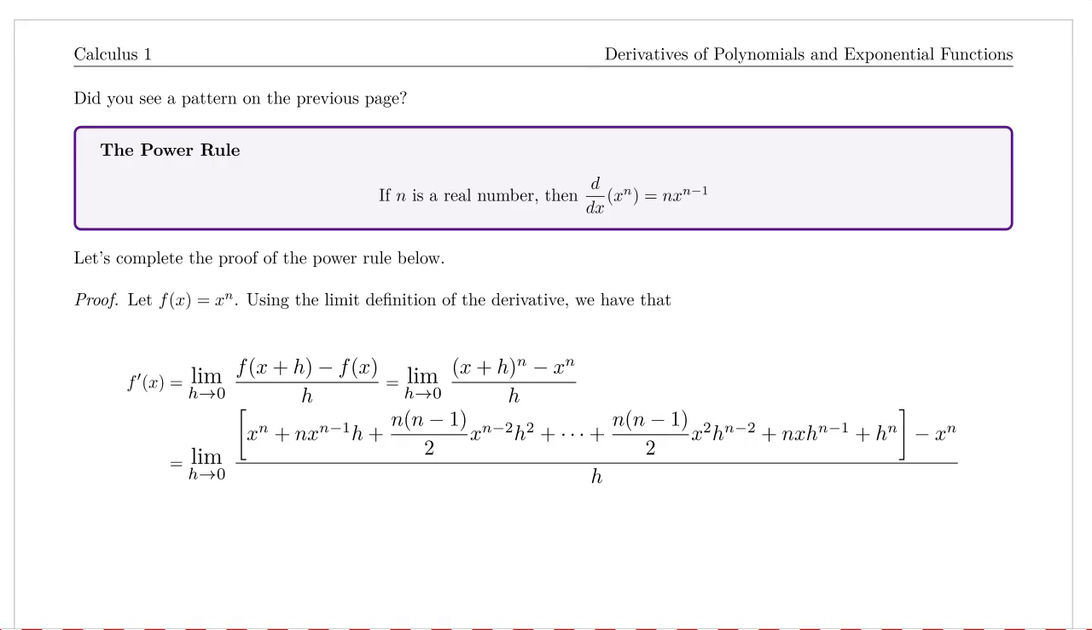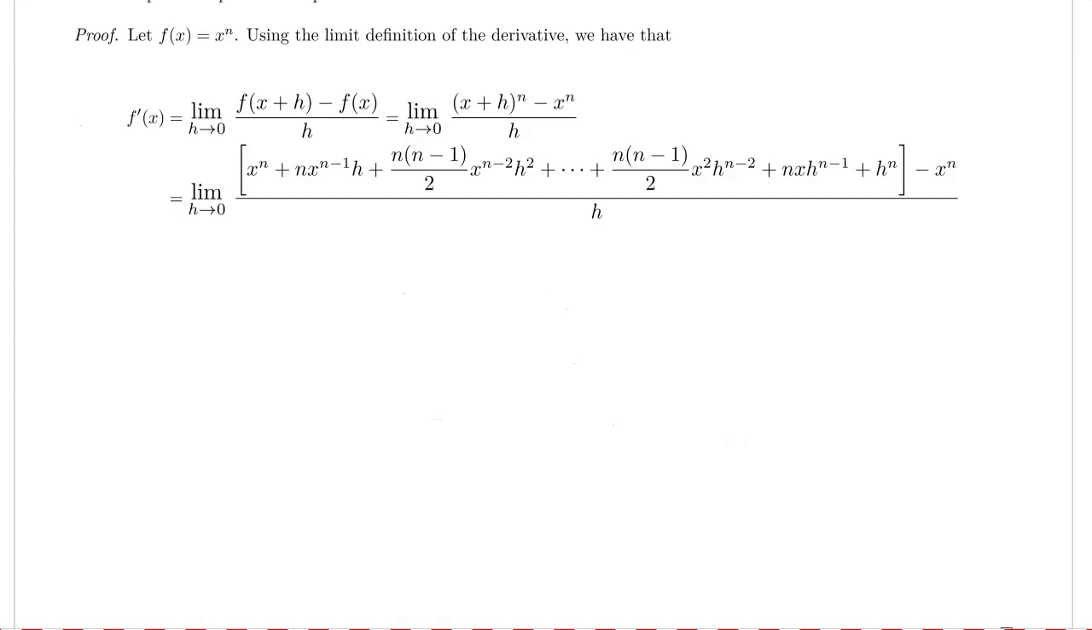We start the proof by saying let f of x equal x to the nth power. Using the limit definition of the derivative, we have the following. f prime of x is equal to the limit as h approaches 0 of f of x plus h minus f of x all over h. So we've talked about this previously. This thing here is the difference quotient.